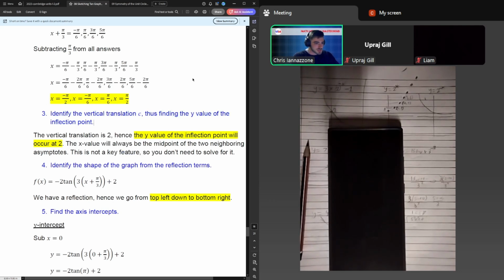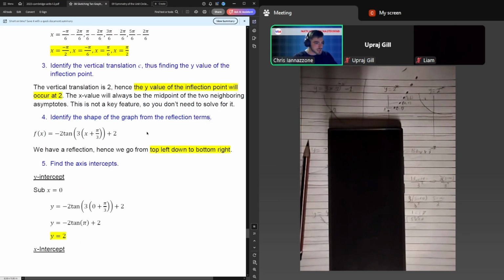Next up, this is not super important. You just want to figure out where your vertical translation is so you can get an idea of where to put your inflection points. We have a plus 2 at the back, which is why our inflection point will now occur at y equals 2, horizontal.